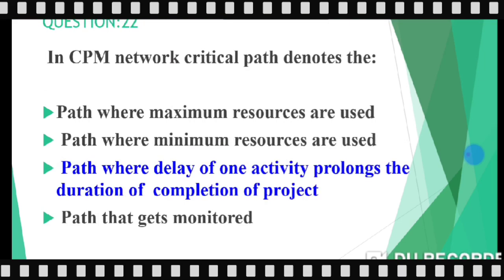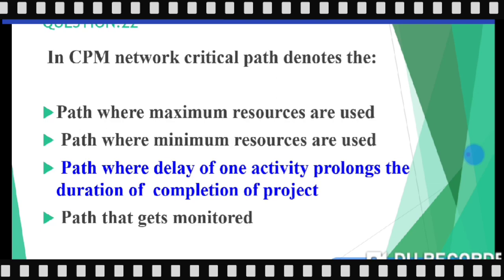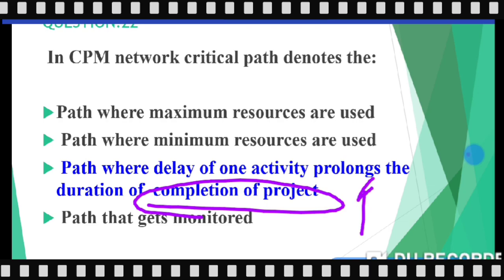Its answer will be C, because it is a path where delay of one activity prolongs the duration of completion of the project. I have told you so many times that in the critical path method, the critical path is that path where, if you delay any one of the critical activities, then your project duration will be delayed or prolonged, because the critical path has critical activities, and if you delay any activity, then obviously your project will be delayed. So therefore the option will be C: path where delay of one activity prolongs the duration of completion of the job. Then you will need more time to complete your project.